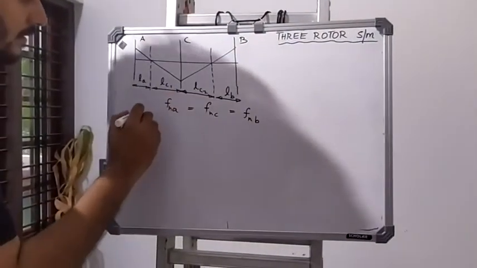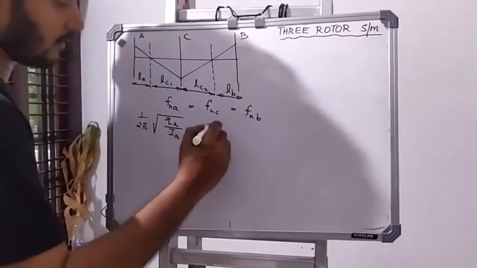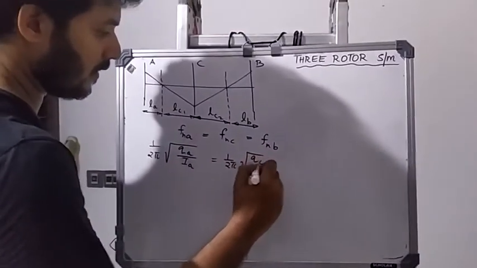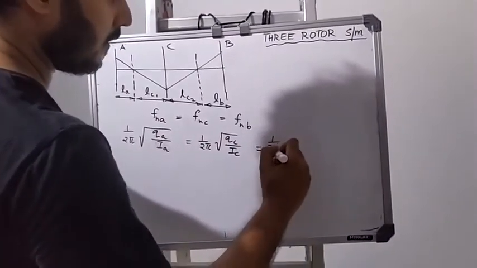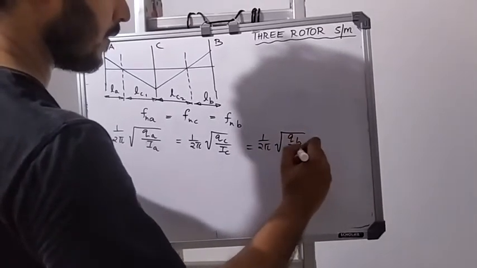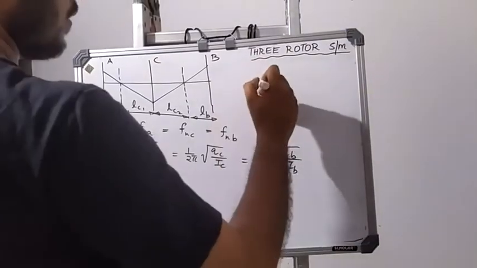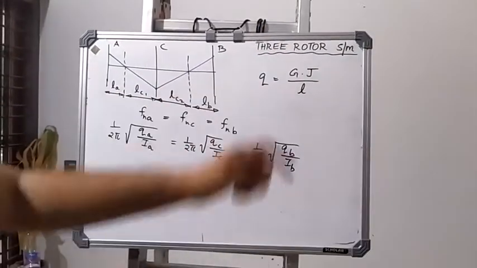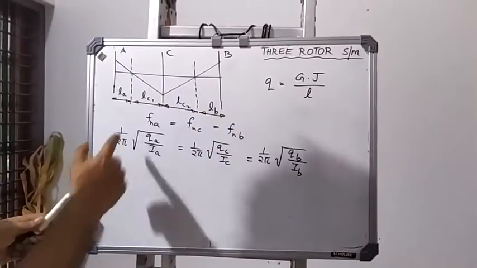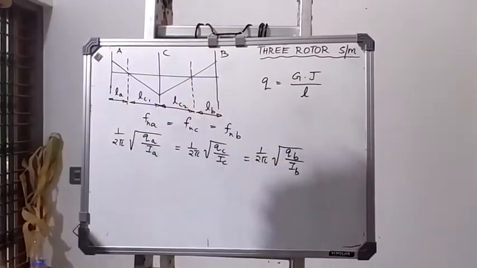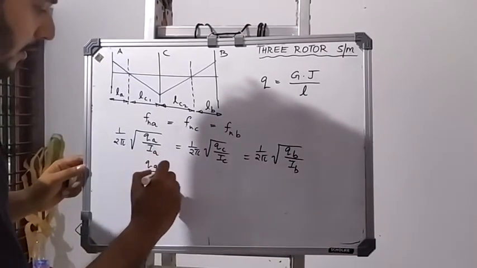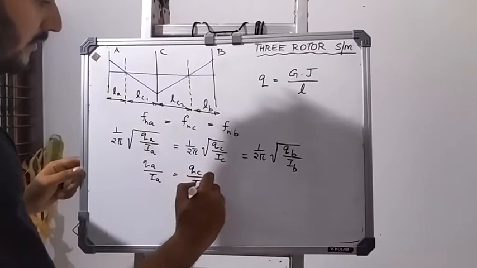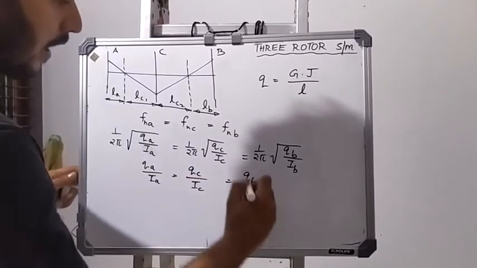So now this can be written as 1 by 2 pi into square root of Qa by Ia, equal to 1 by 2 pi into square root of Qc by Ic, and this is equal to 1 by 2 pi into square root of Qb by Ib. Now we know that Q is equal to G into J by L, where G is the modulus of rigidity, J is the polar moment of inertia and L is the length of the shaft. So this 1 by 2 pi will get cancelled, square roots can be cancelled out. Remaining will be Qa by Ia equal to Qc by Ic equal to Qb by Ib.